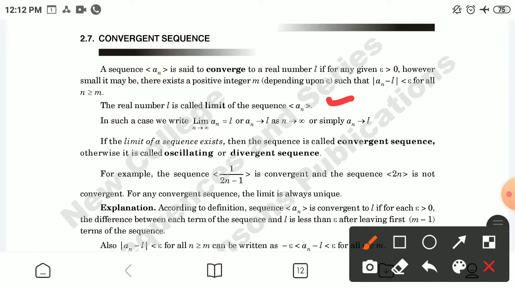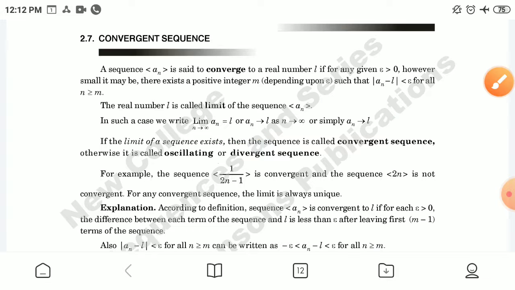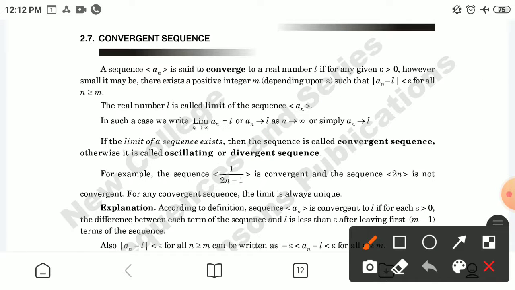The real number L is called the limit of the sequence a_n. In such a case we write limit of a_n when n tends to infinity equals L, or a_n tends to L as n tends to infinity, or simply a_n tends to L. If the limit of a sequence exists, then the sequence is called a convergent sequence. Otherwise it is called an oscillatory or divergent sequence.